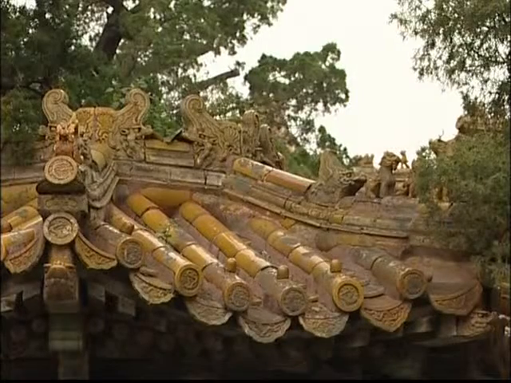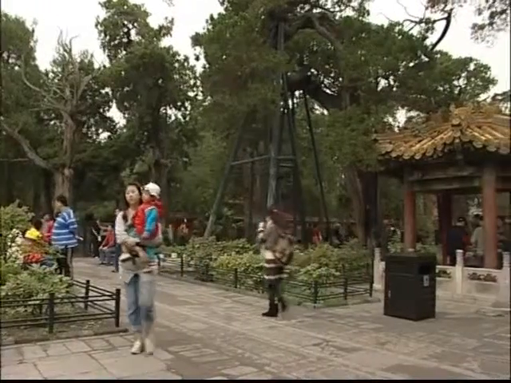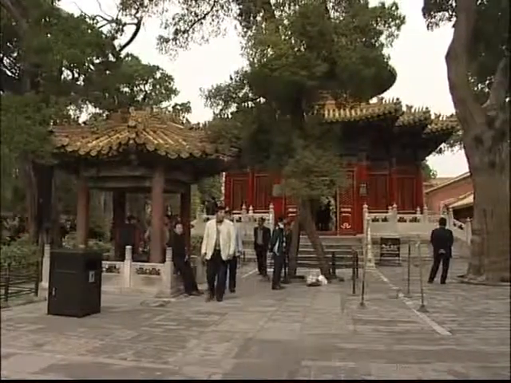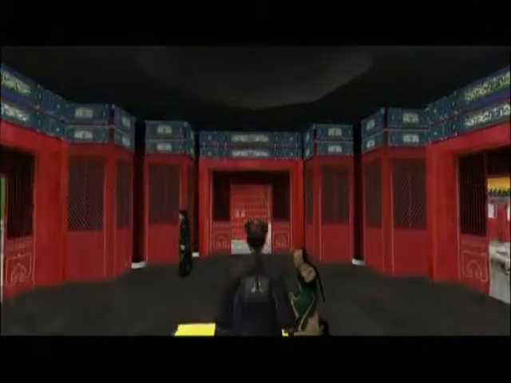Having been the imperial palace for 5 centuries, the Palace Museum houses numerous rare treasures and curiosities. Building work on the palace complex began in 1407 and was completed in 1420.